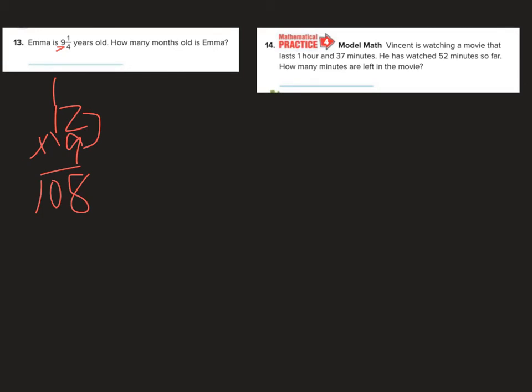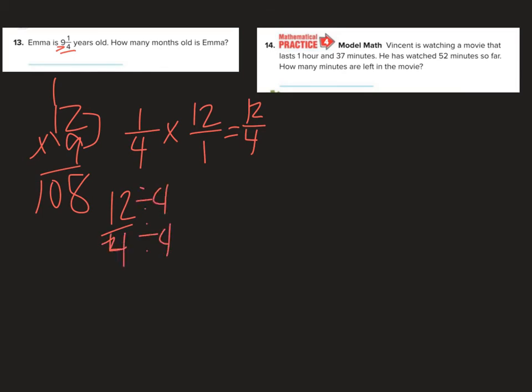108. Now we have to figure out what is 1/4 times 12, right? Because if we're going to multiply 9 by 12, we also have to multiply the 1/4 by 12. So I'm going to get 12 over 4. If I take my 12 over 4 and I reduce it, I'm going to get 3 over 1 or 3. Okay, so my 1/4 is worth 3 months and my 9 is worth 108. So let's add 3 to that. And I would get 111 months.